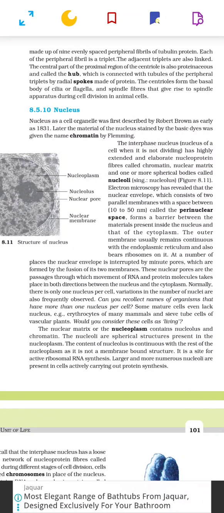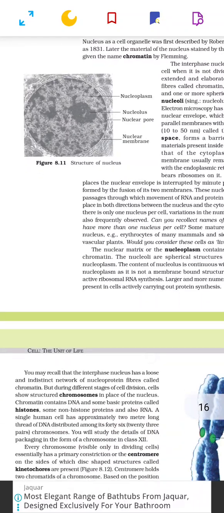The nuclear matrix or the nucleoplasm contains nucleolus and the chromatin. The nucleoli are spherical structures present in the nucleoplasm. The content of nucleolus is continuous with the rest of the nucleoplasm as it is not a membrane-bound structure. It is a site for the active ribosomal RNA synthesis. Larger and more numerous nucleoli are present in the cells actively carrying out protein synthesis.